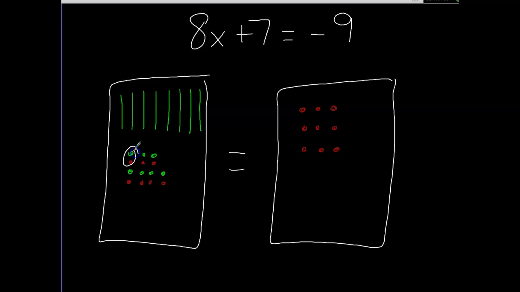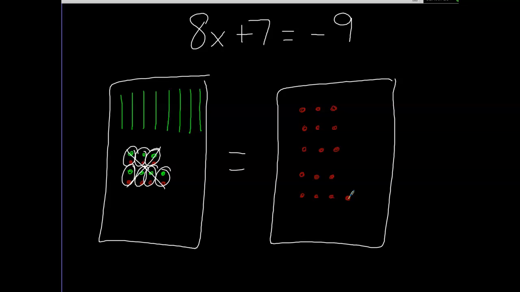That makes 0 pairs. What you do to one side, though, you have to do to the other. So I added 7 negatives to this side, so I'm going to have to add 7 negatives to that side. So now I have 8x is equal to 16 negatives.